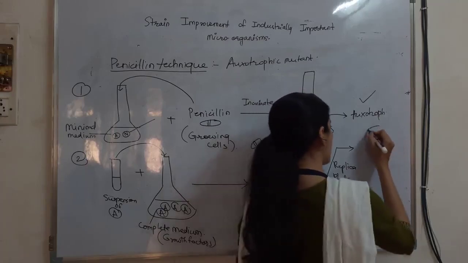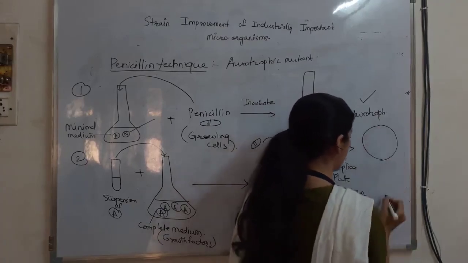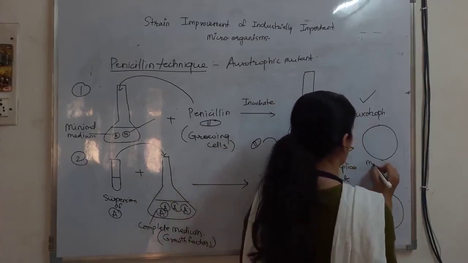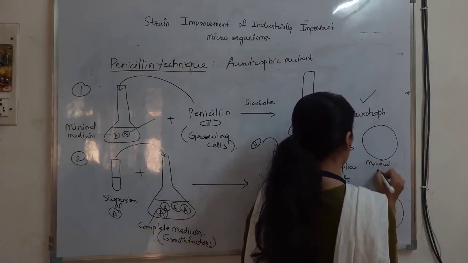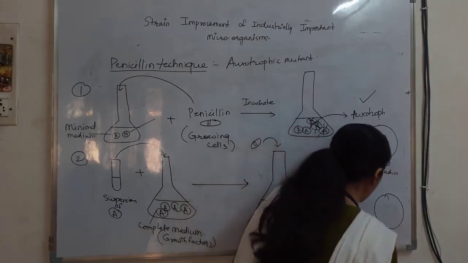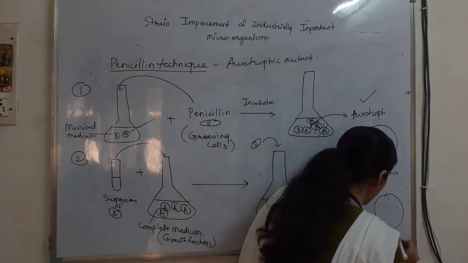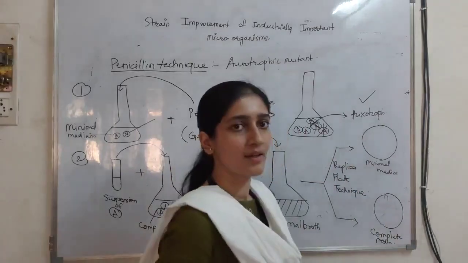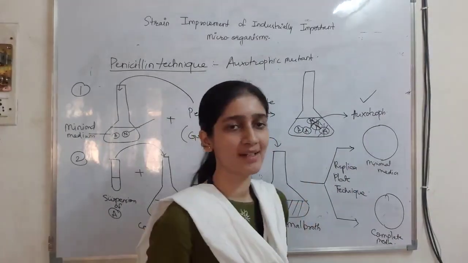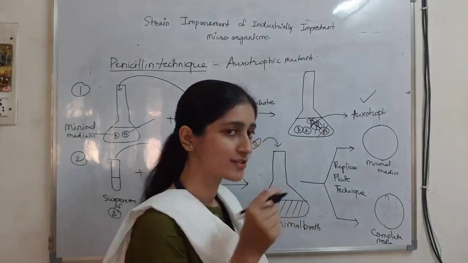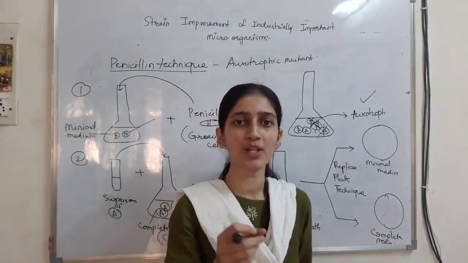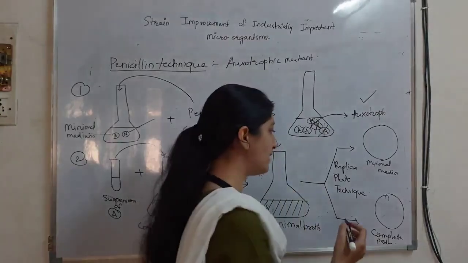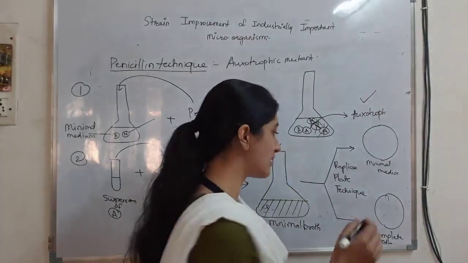In this, we make plates of minimal media and complete media. For the replica plate technique, we take the suspension and spread 0.1 ml of the sample on the complete medium plates, and after spreading we incubate it.